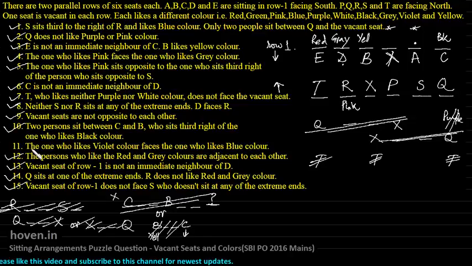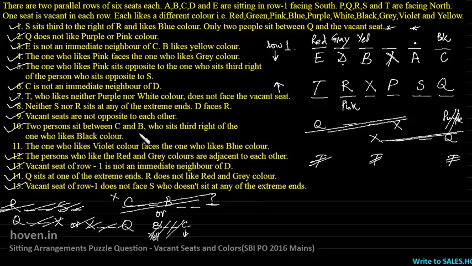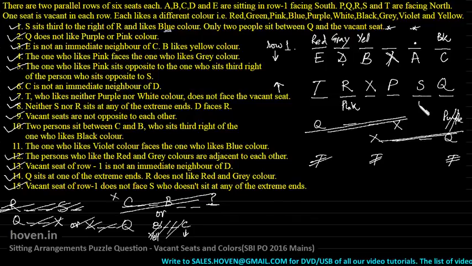Next, what is 11th is left. The one who likes violet faces the one who likes blue color. The issue is I can't see blue color anywhere so far. It means I have to find blue in this whole set. Maybe I have ticked something wrongly. Let us scan it. S sits third to the right of R and likes blue. Okay, this one was skipped. We had by mistake ticked it. S sits third to the right and likes blue color. This means S likes blue color. So I'll paste blue here.